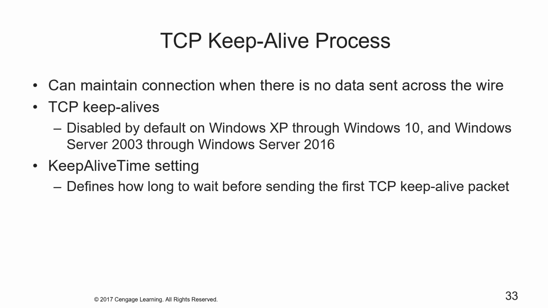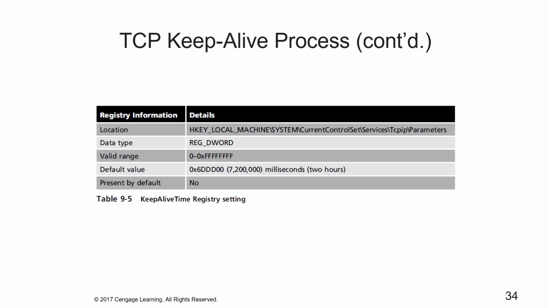And the Keep-Alive interval setting defines the delay between the Keep-Alive retransmissions when no acknowledgements are received. By default, it's set at 1 second, and that's fairly typical across most operating systems. So here's an example of the Keep-Alive time registry setting.